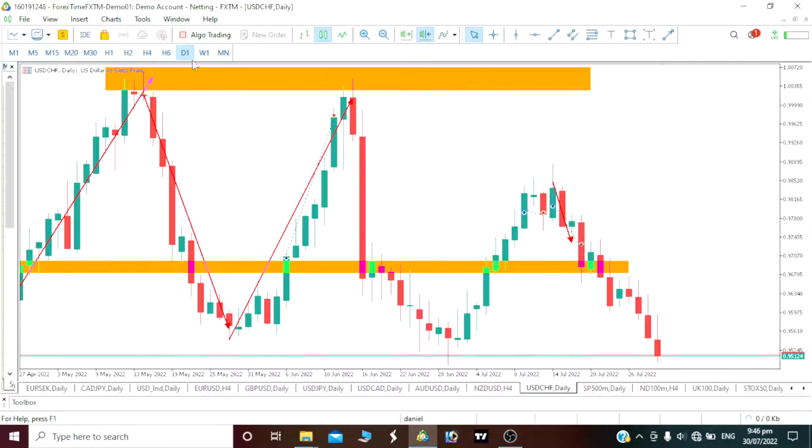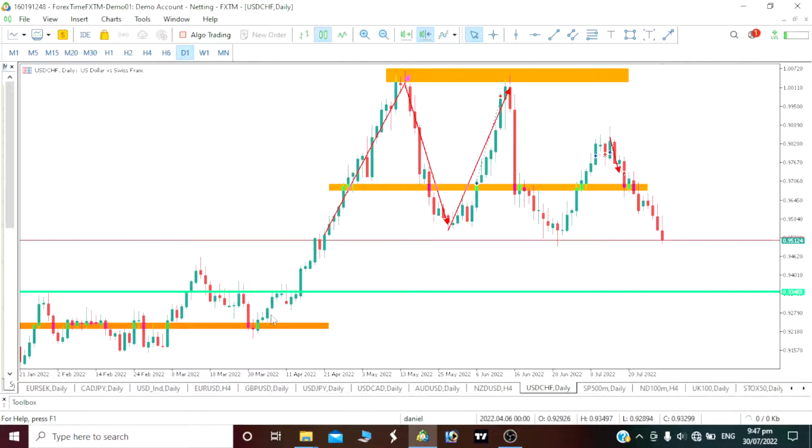Now straight to our USD Swiss franc. We will start with our daily time frame. As we can see, our USD Swiss franc was on a bullish run. Then it got to this key level here, which means it fell. It also pushed up, gave us that bullish move, hit our key level here and fell again, serving as our resistance level.